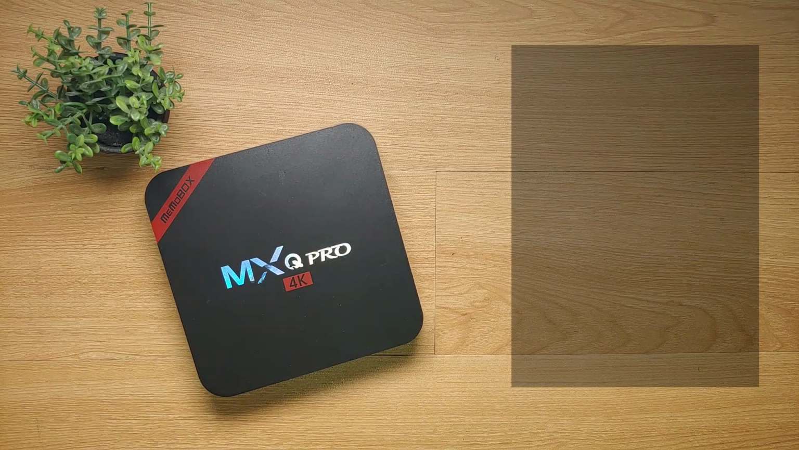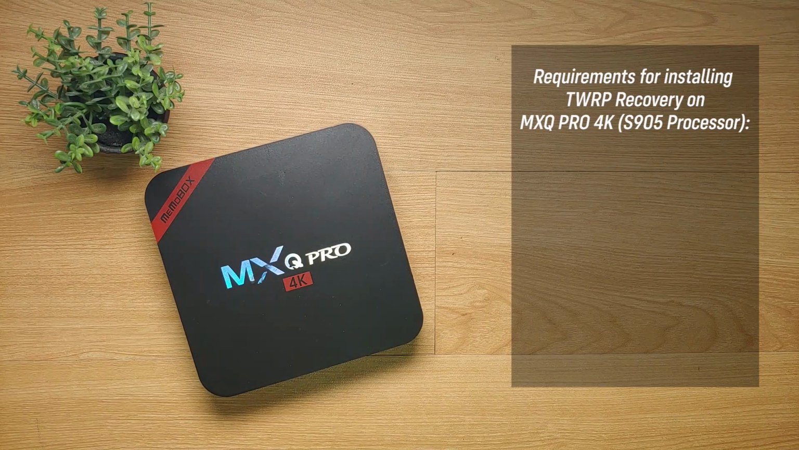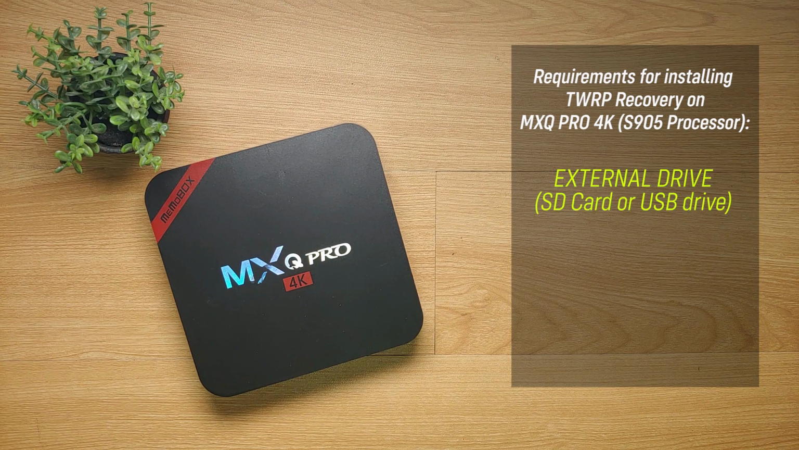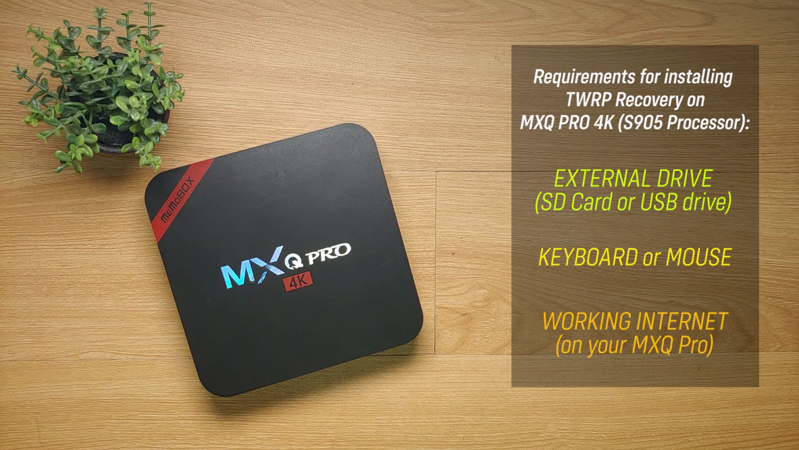Okay, going back to MXQ Pro with S905 processor, ito ang mga kailangan natin para makapag-install ng TWRP Custom Recovery. A newly formatted SD card or USB flash drive, a keyboard or a mouse, a working internet connection sa MXQ Pro ninyo.